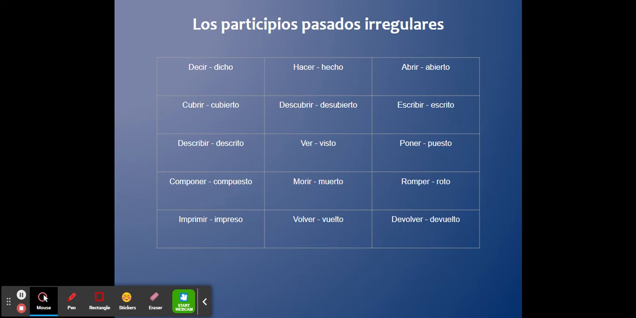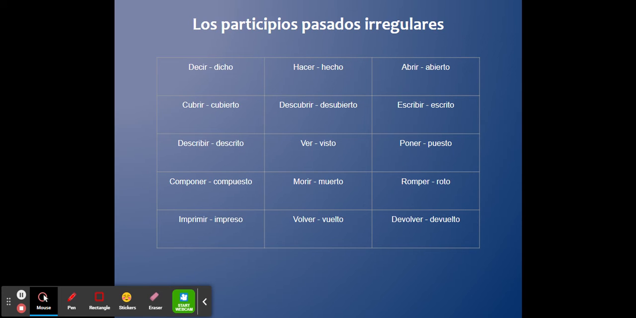Describir, descrito, described. From ver, we have visto, which is seen. From poner, we have puesto, which is put or placed. From componer, we have compuesto, which is, for example, composed or put together, depending on how it's being used. From morir, we have muerto, which is died. From romper, we have roto, which is broken. From imprimir, to print, we have impreso, which is printed.